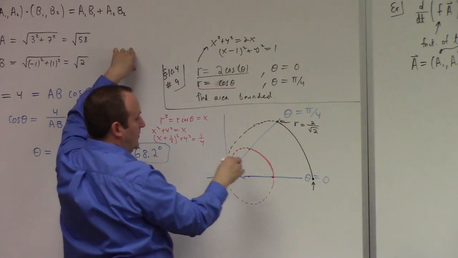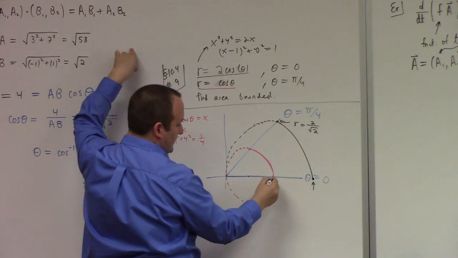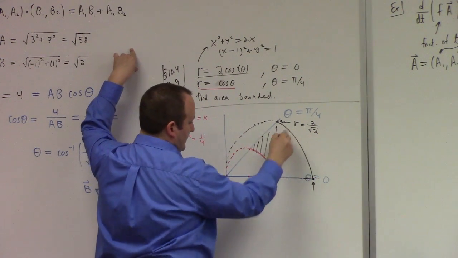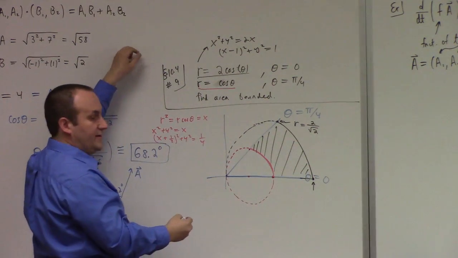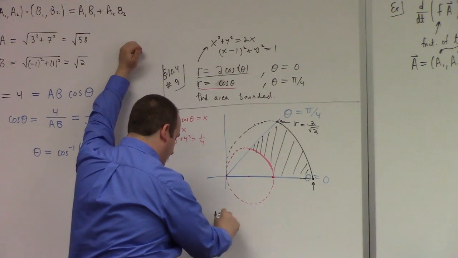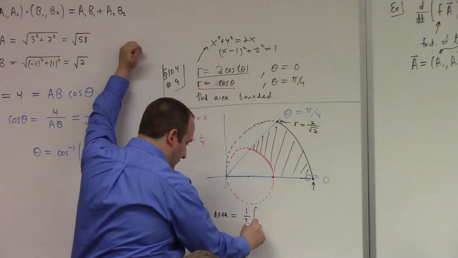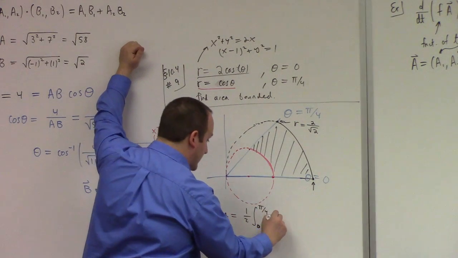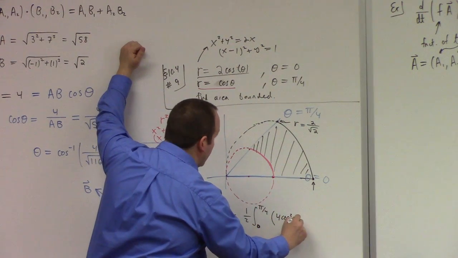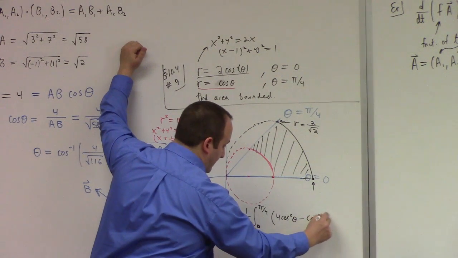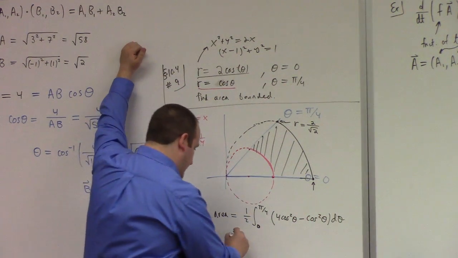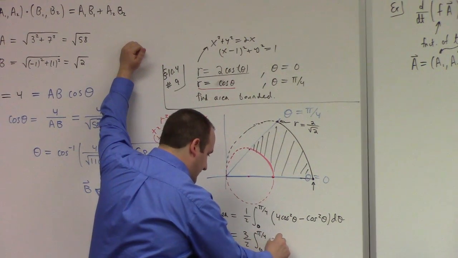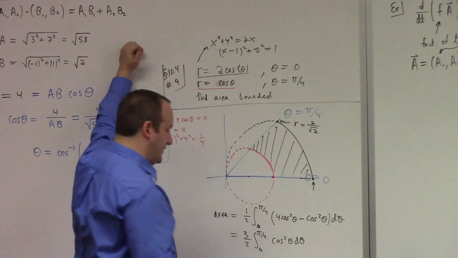Just being quick, sorry, we're almost out of time. So that's a circle centered here. All right, that's enough. We can now see that the area we're looking for is this one. So to find that area, what do I do? 1/2 integral from 0 to pi over 4, r out squared minus r in squared. r out squared is 4 cosine squared theta, minus r in squared, which is cosine squared theta, d theta. So we just need 3/2 the integral from 0 to pi over 4 of cosine squared theta d theta. Whatever that integrates to, that's the area.